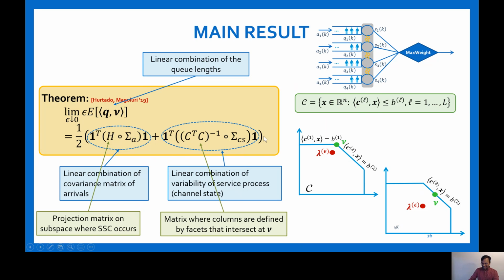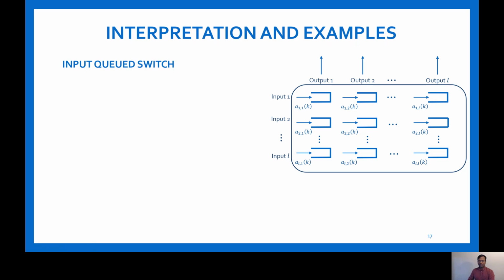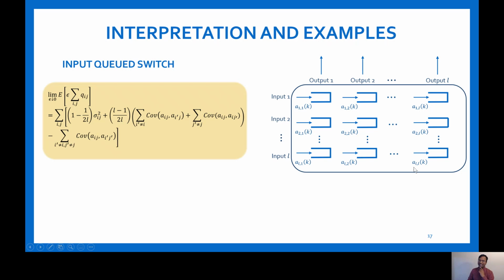To understand this better, let's see multiple examples. First, let's think of an input queued switch. This is the same input queued switch I showed you before. If I look at the sum of all the queue lengths, which is what I'm interested in to get the mean delay, there are multiple terms. The first term simply depends on the variance of the arrivals into each queue. The remaining terms depend on the covariance between the queues.